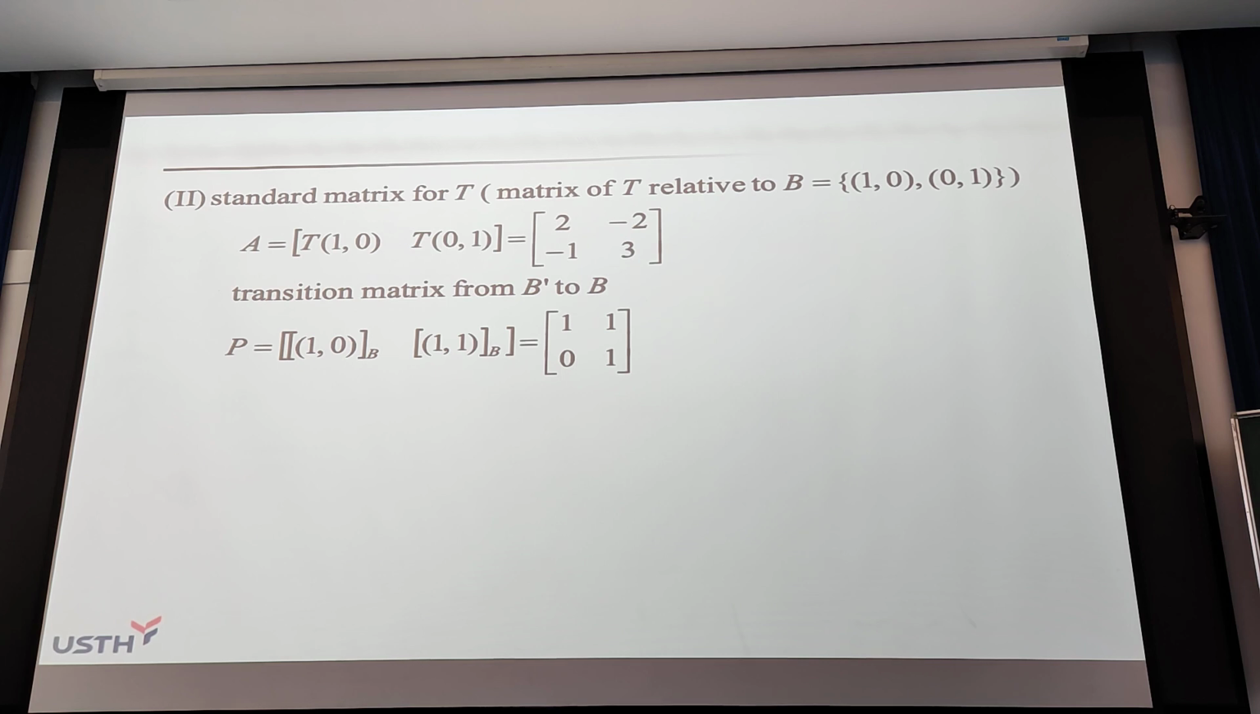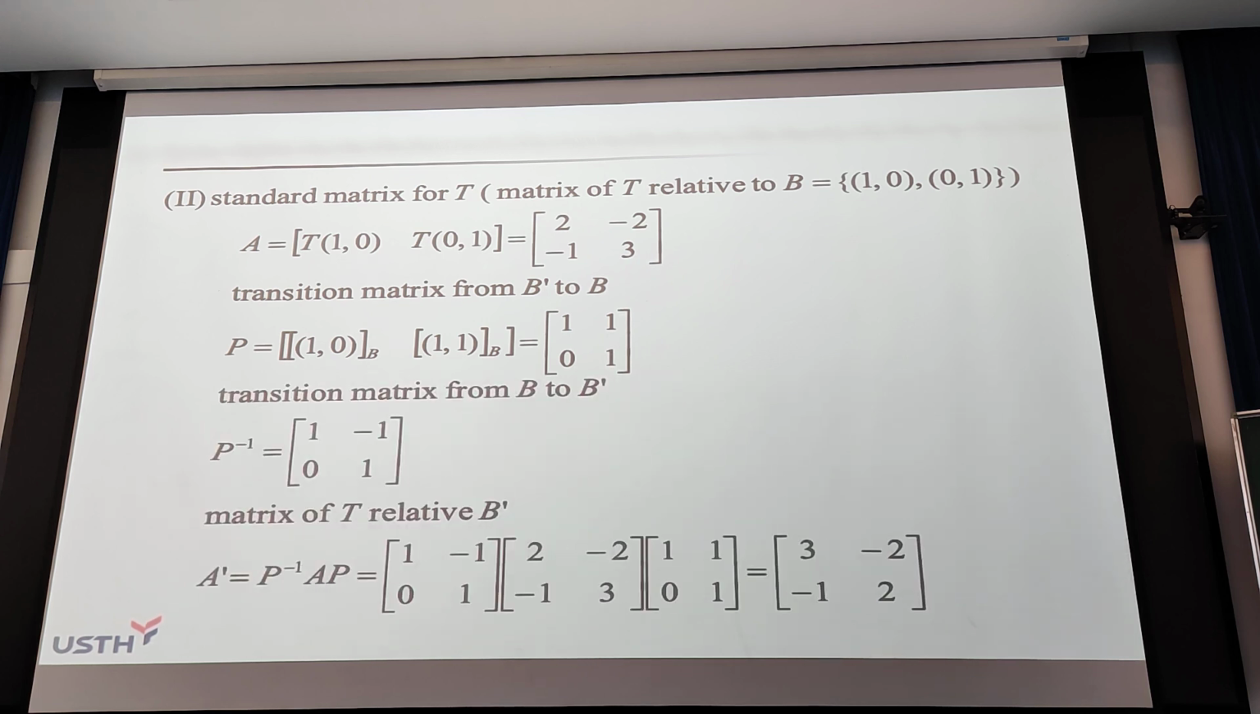The next one, you need to find the transition matrix from B prime to B, and it is also very easy to find because it is here. Then A prime, now the last step, A prime equals P inverse multiplied by A multiplied by P. P inverse to be that one, so A prime to be that one. And once again, you can verify. The result here is exactly the A prime we found in the previous slide.